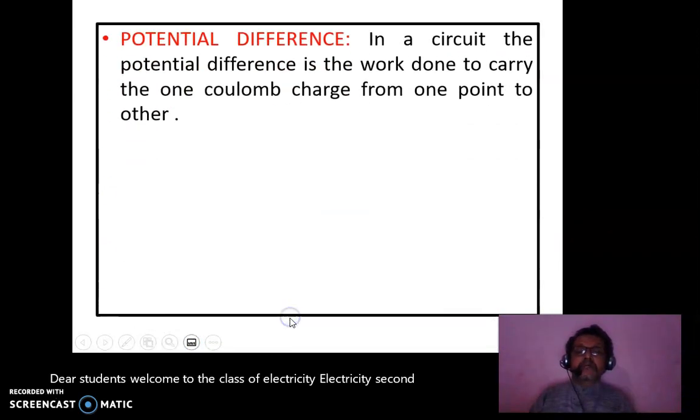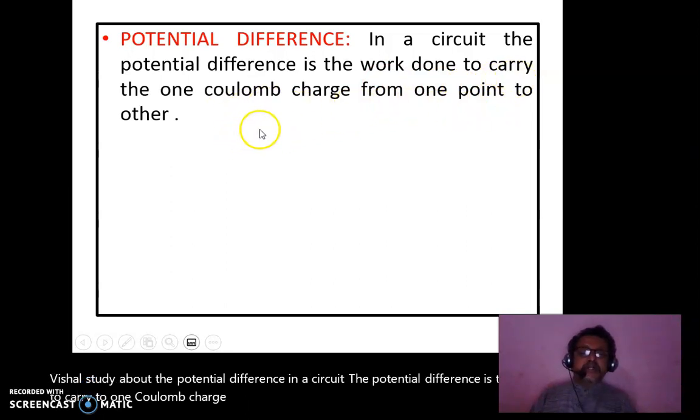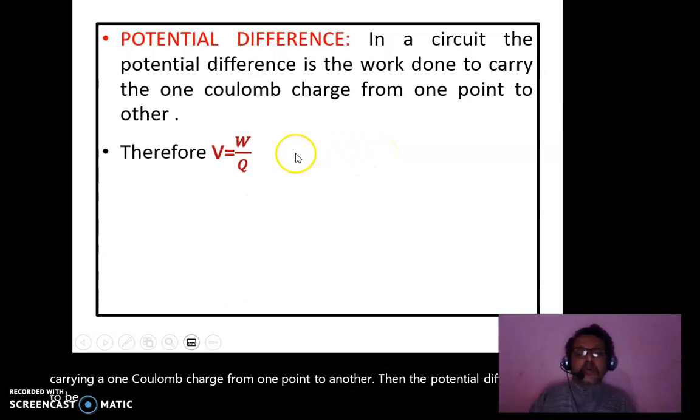So in this period, first we shall study about the potential difference. In a circuit, the potential difference is the work done to carry 1 coulomb charge from one point to another. So potential difference means carrying a 1 coulomb charge from one point to another, then the potential difference is said to be 1 volt.